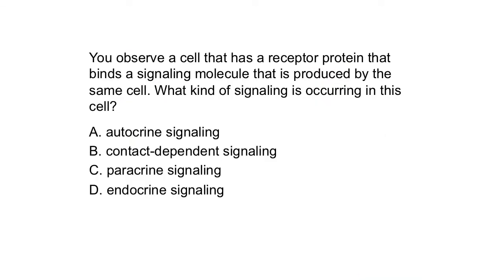So we end this lecture video by answering two Reeve questions. The first one is this. You observe a cell that has a receptor protein that binds a signaling molecule that is produced by the same cell. Now, what kind of signaling is occurring in this cell? A, autocrine signaling. B, contact-dependent signaling. C, paracrine signaling. And D, endocrine signaling. So please try to answer this question using your Reeve account.